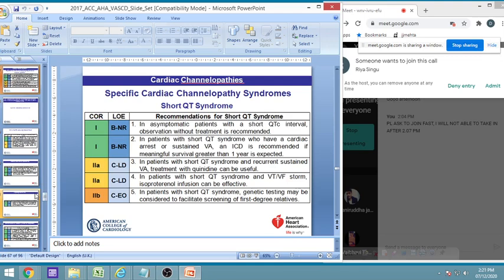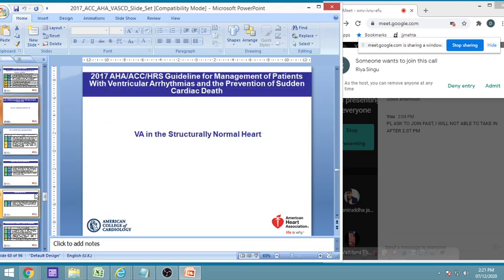Then the specific cardiac channelopathy, short QT syndrome: check for an asymptomatic patient with a short QT interval. In a patient with short QT syndrome who has cardiac arrest or sustained ventricular arrhythmias, ICD is recommended. Again, the patient should have a minimum survival of greater than 1 year, then it is useful and the cost has some meaning. And there are other class 2 recommendations, which have comparatively lesser level.